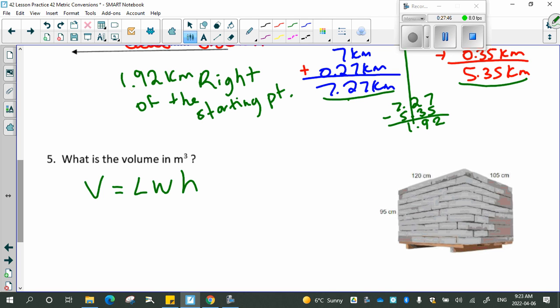But we want them in meters, not in centimeters. So how do I change each one to meters? How far apart are centimeters and meters on the chart? How many steps? Nope, 3. So I'm going to move the decimal place 2 places to the left, so 0.95 meters, 1.2 meters, and 1.05 meters.